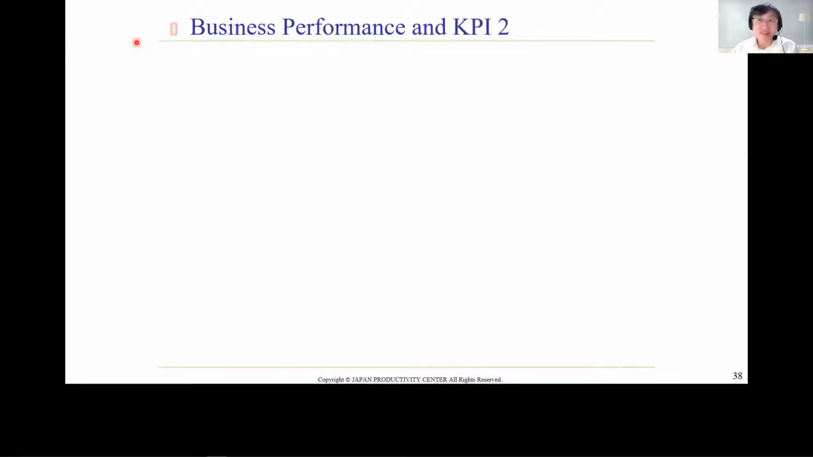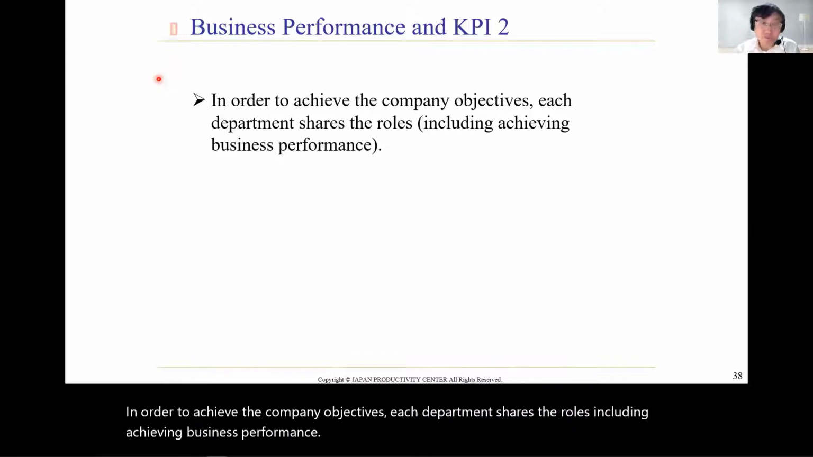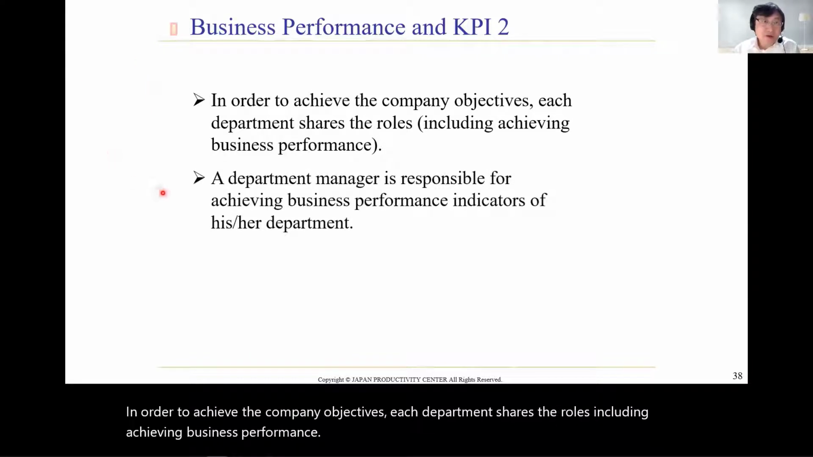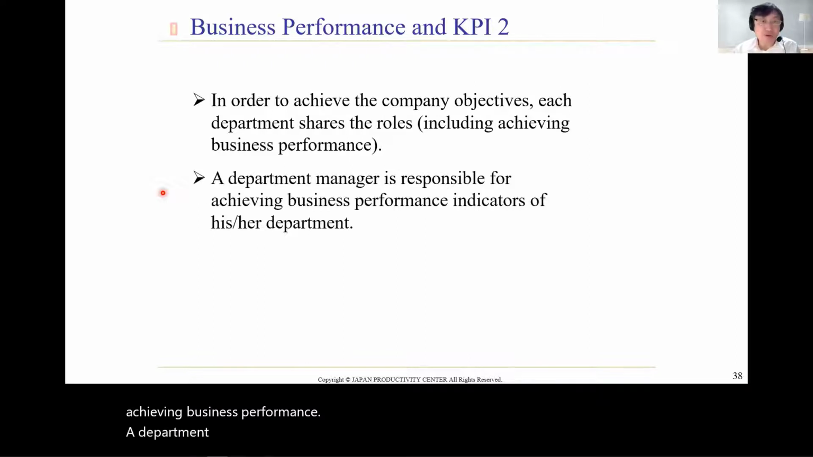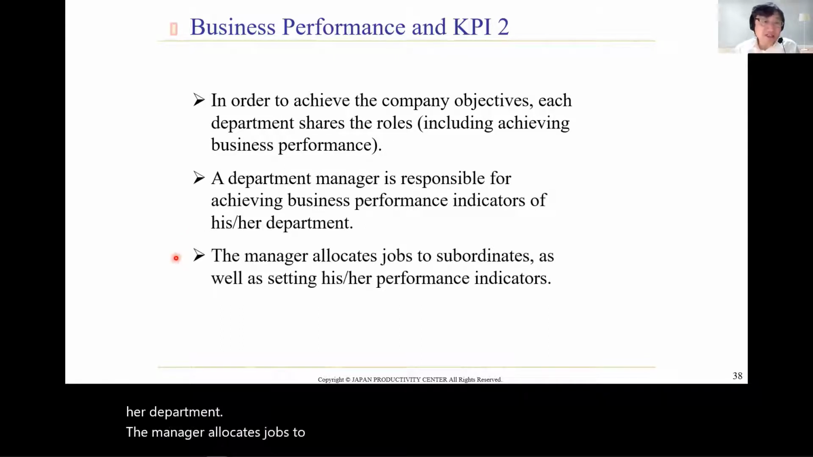Let me review the previous slide by reading this. In order to achieve the company objectives, each department shares the roles, including achieving business performance. A department manager is responsible for achieving business performance indicators of his or her department. The manager allocates jobs to subordinates, as well as setting his or her performance indicators.